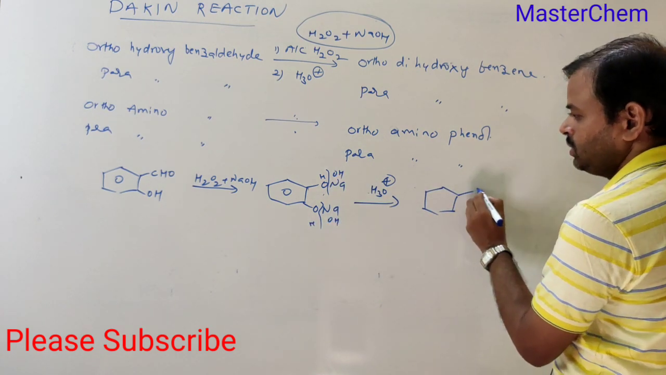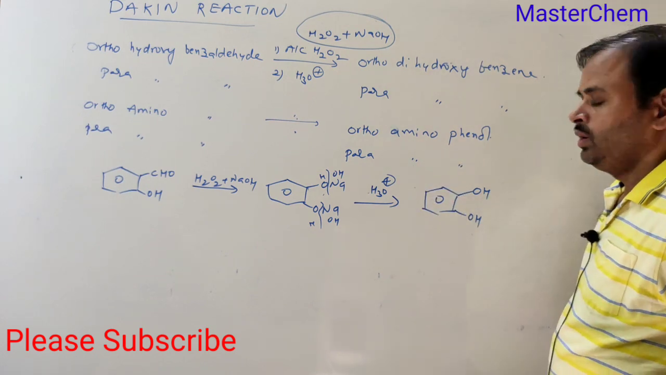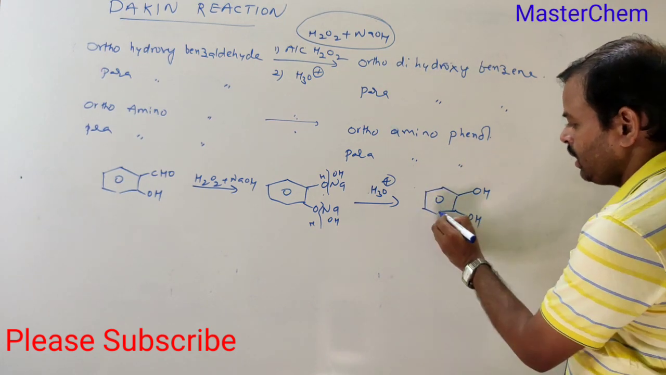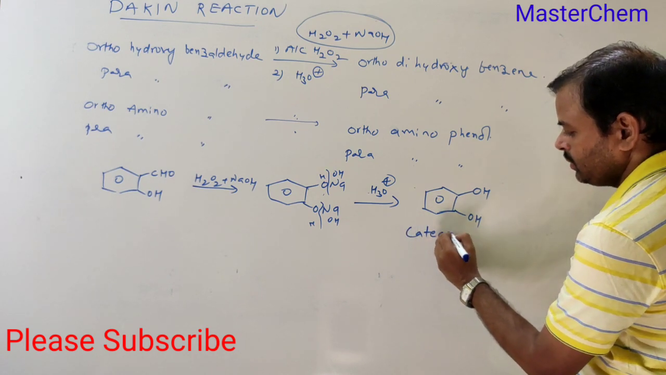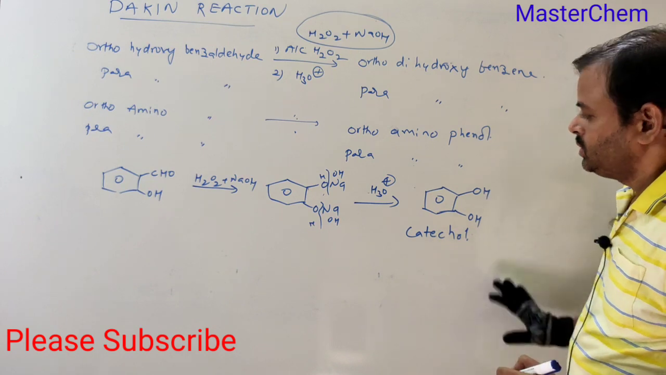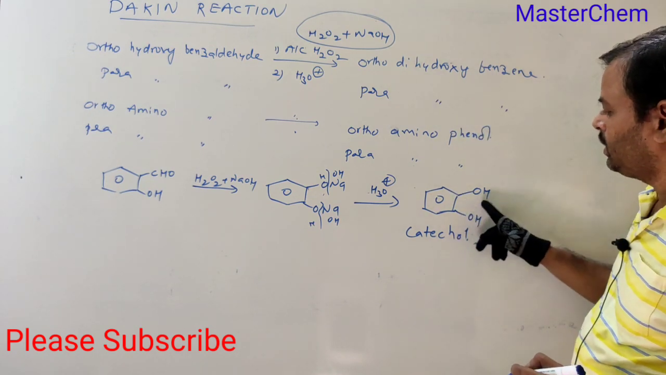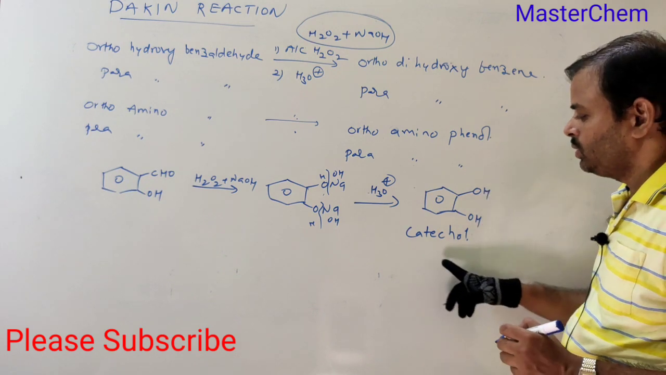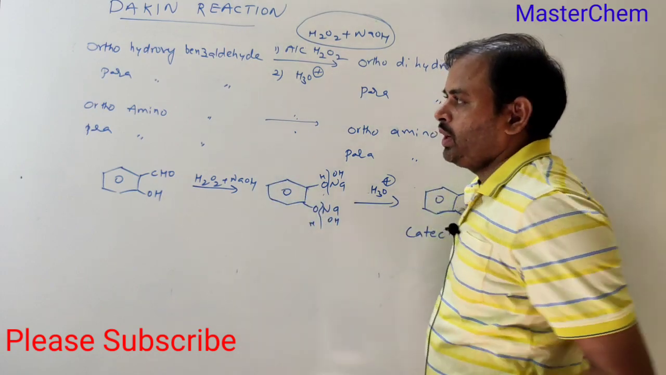So what is the product? This is ortho-dihydroxybenzene, whose common name is catechol. So catechol is the product. Now, what about para?